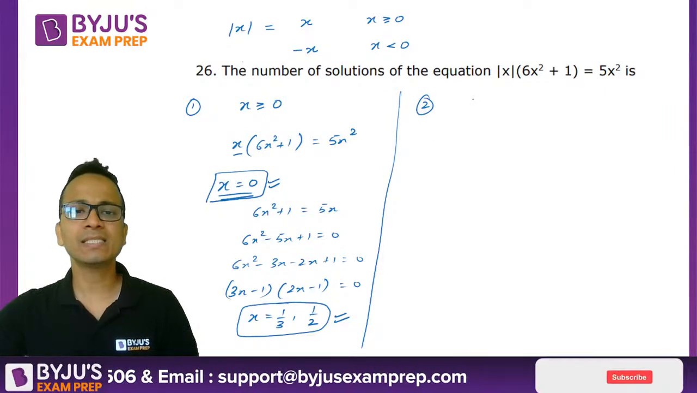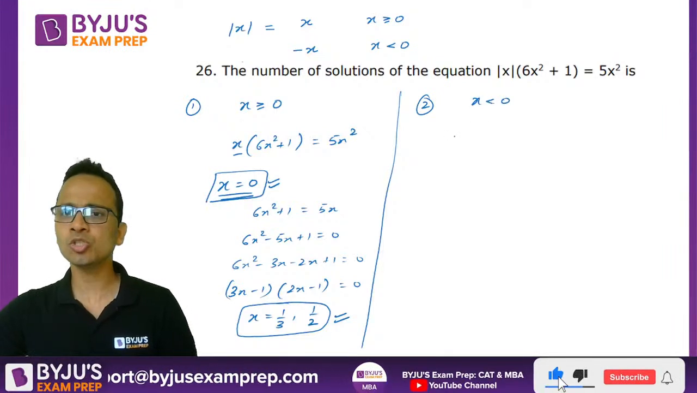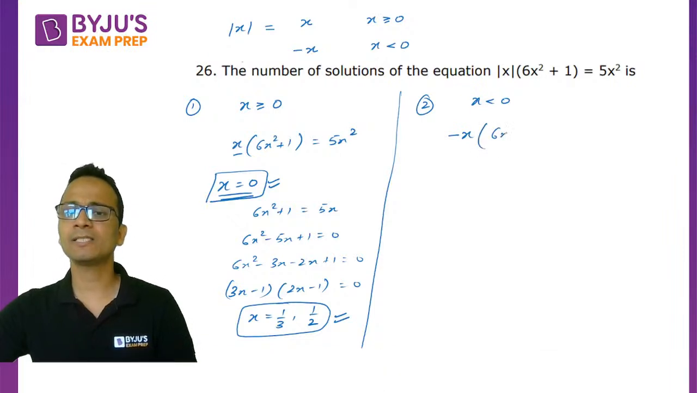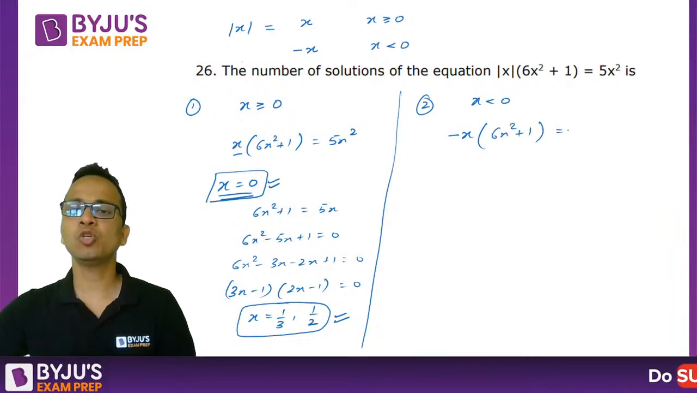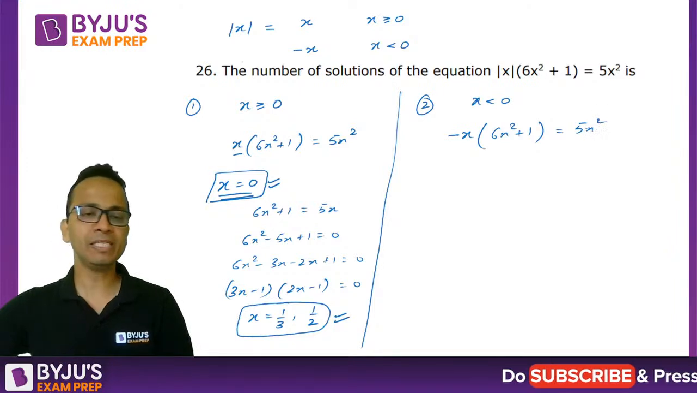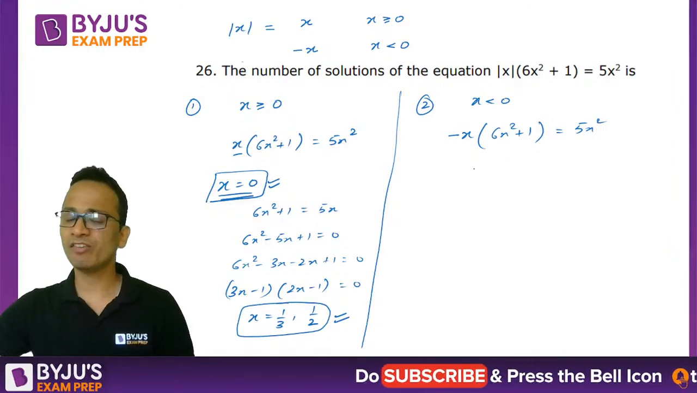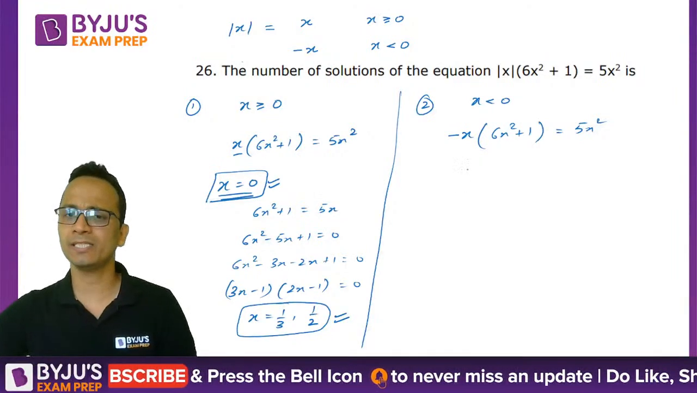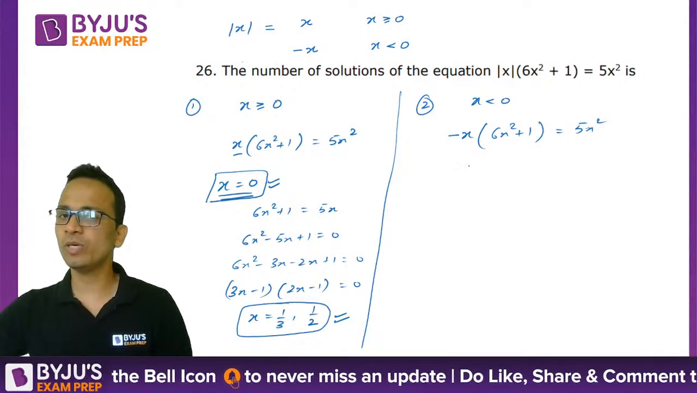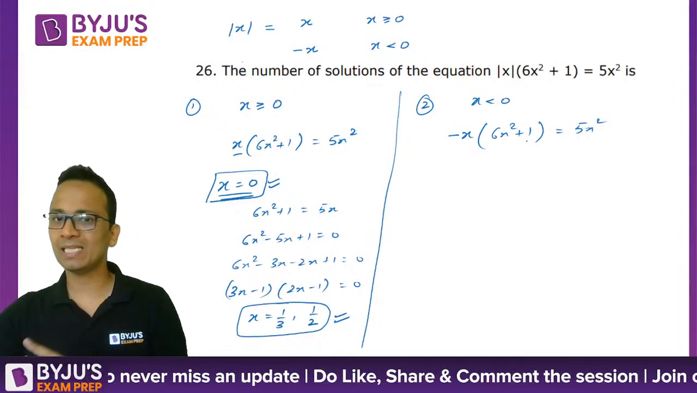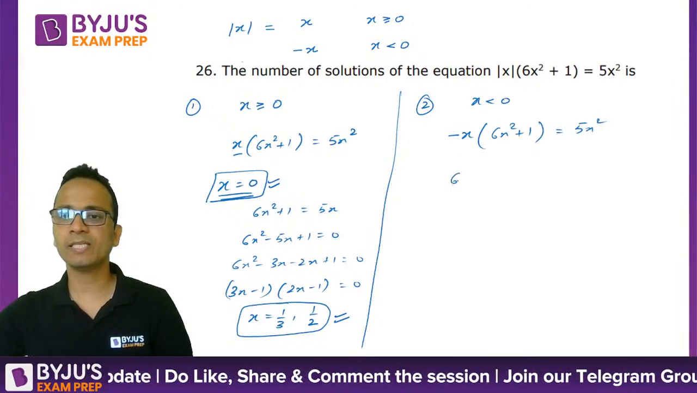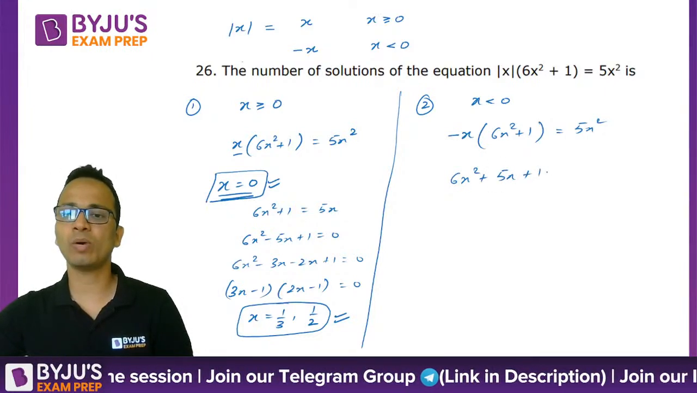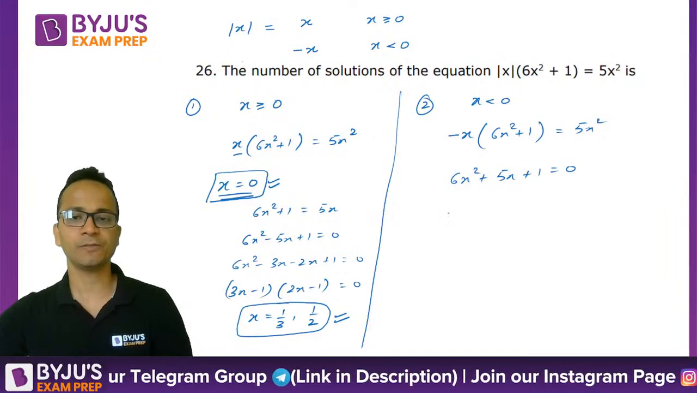Second case, when x is less than 0. So instead of modulus x, I will write minus x bracket 6x square plus 1 equal to 5x square. I will repeat the same thing, cancelling x. That will give me a solution x equal to 0, which will be rejected because I have considered x as less than 0. So x equal to 0 is rejected by cancelling x. So I will be left with 6x square plus 5x plus 1 equal to 0. This will be the equation.